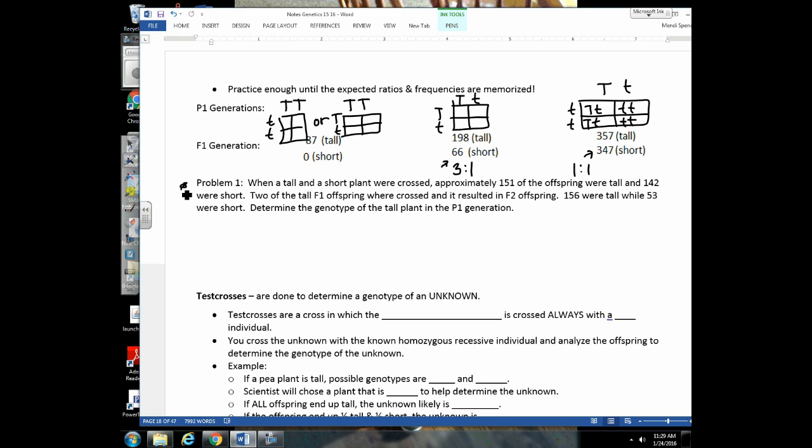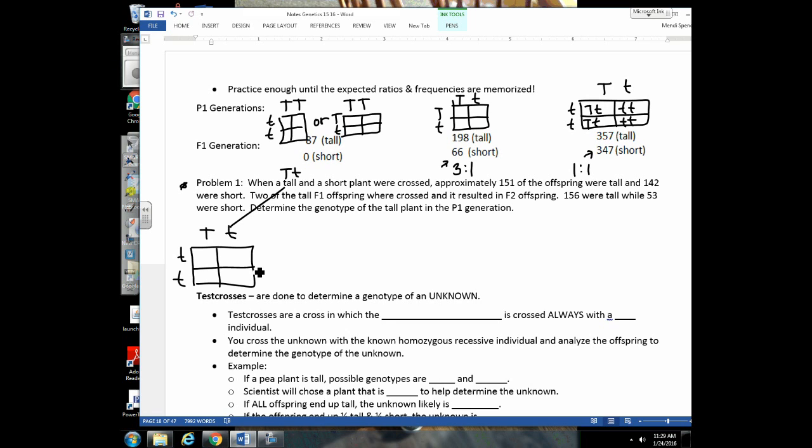When a tall and a short plant were crossed, approximately 151 of the offspring were tall and 142 were short. That's telling me right there, there's a 1 to 1 ratio. That's telling me that this individual was heterozygous, big T, little t. And of course, the short one could only be little t, little t. That would give me a 1 to 1 ratio, about half tall and half short.